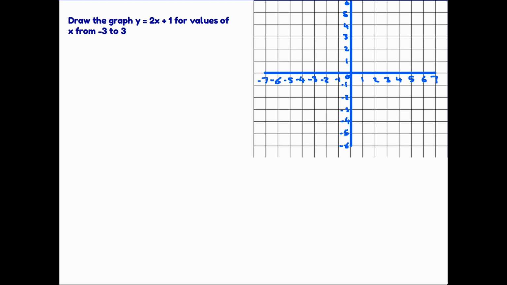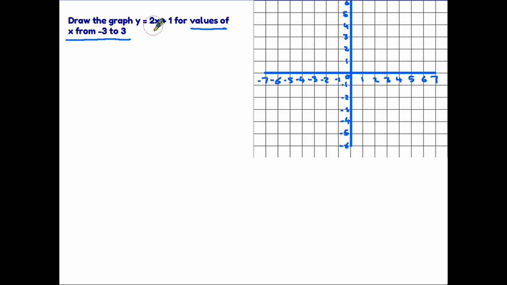This last part, values of x from -3 to 3, means we are taking a line which is going to have x values along the x-axis of -3 up to +3. What we need to find are the corresponding y coordinates so that we can draw the line.